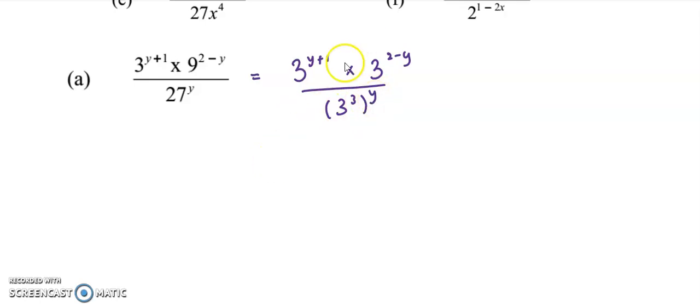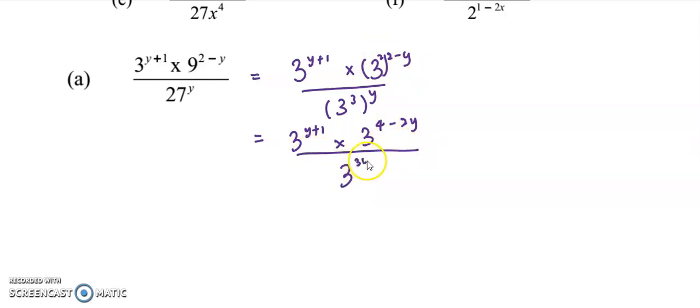After we have rewritten them in base 3, the first one, 3 power of y plus 1, we just copy down. The 9, we change into 3 squared, and the power of 2 minus y. The 27, we change to 3 power of 3, and according to the question, it has the power of y. After that, I'm going to expand it: 2 multiplied by 2 minus y, you get 4 minus 2y, divided by 3 power of 3y.